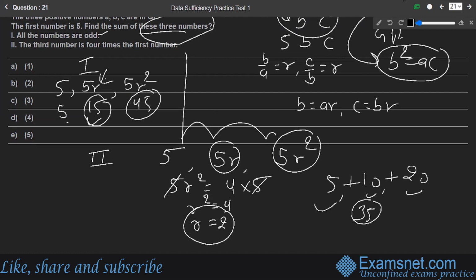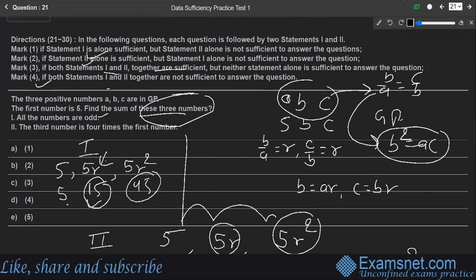So in this situation, which option do we hit? He says mark 2 if statement second alone is sufficient, but statement 1 alone is not sufficient. So in this case, first statement was not sufficient and second is sufficient. So we'll hit the option B, that is 2.